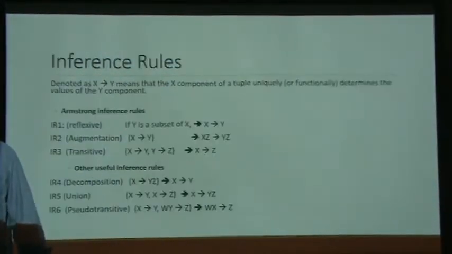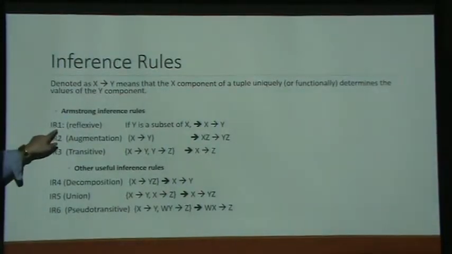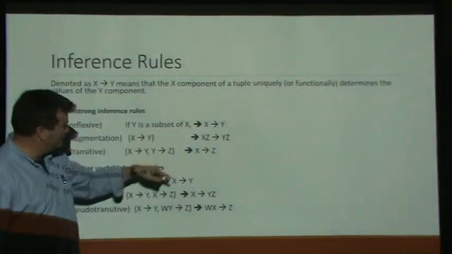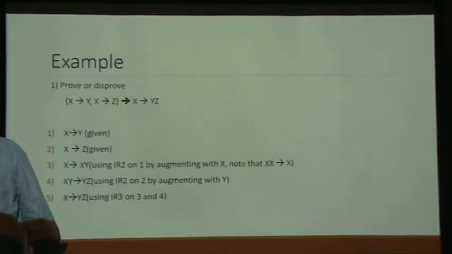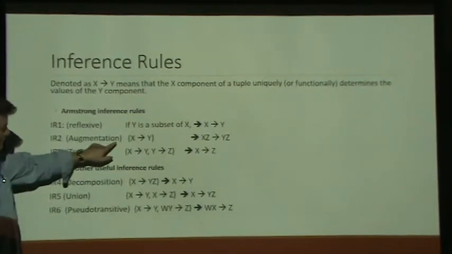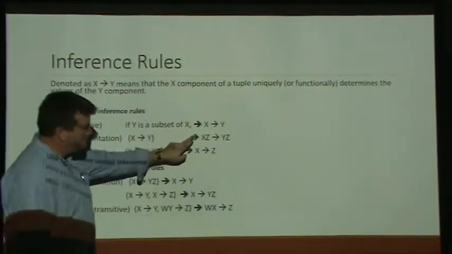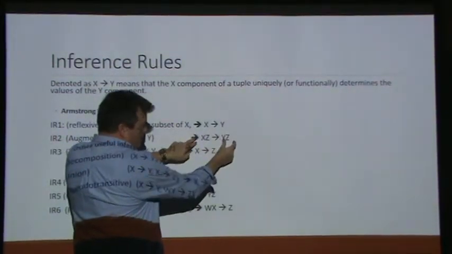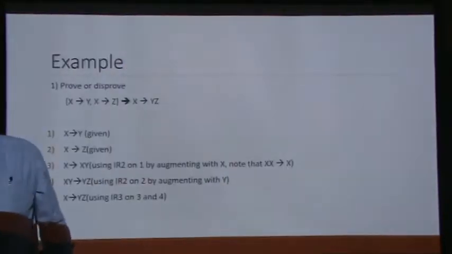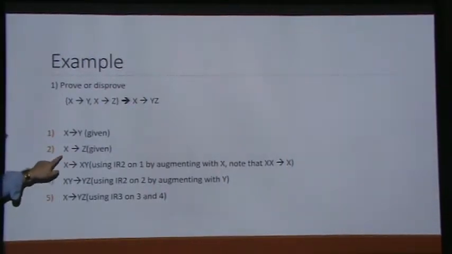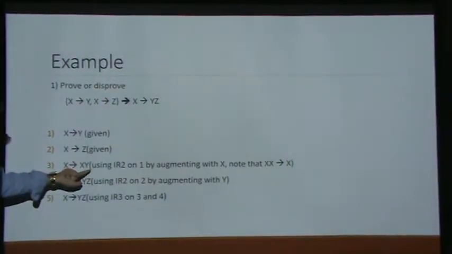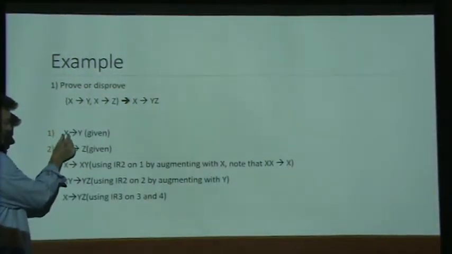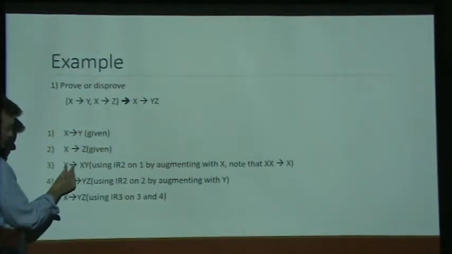Rule number 2 says if X gives me Y, then I can slap any other column next to it, and then X and Z gives me Y. So if I take rule number 1, X gives me Y, then I could say having X and X gives me X and Y. So X gives me X and Y.